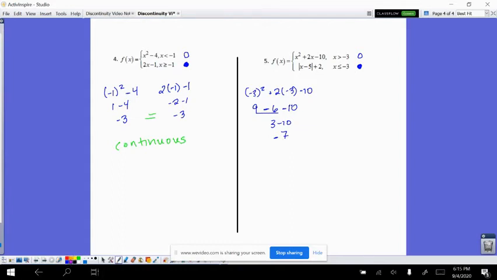Looking at our other graph, absolute value, remember those operate like parentheses. We're going to do the operations inside first. We get +8 plus 2, giving us 10. So if we were tracing this graph, we'd have to jump up from -7 to 10. Those are not equal. So we have a jump discontinuity at that transition point of x equals -3.